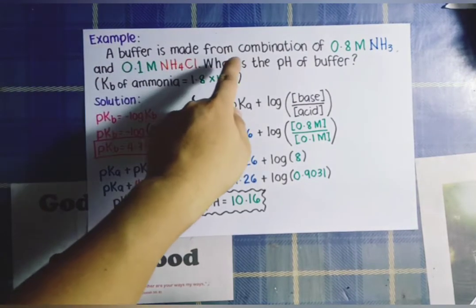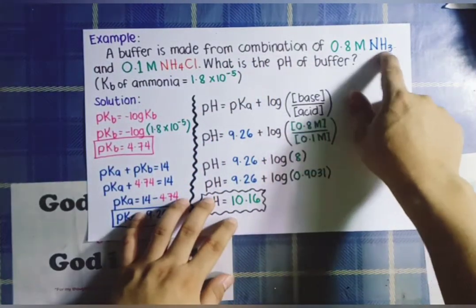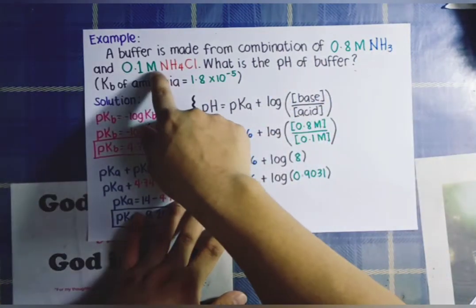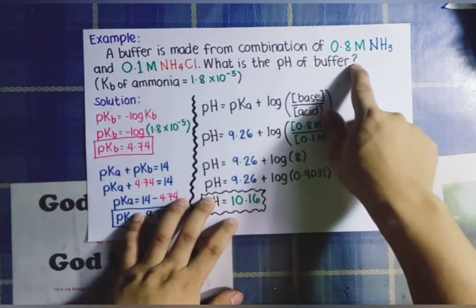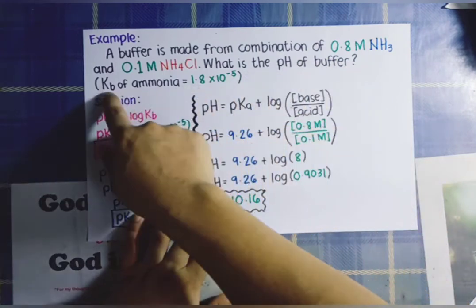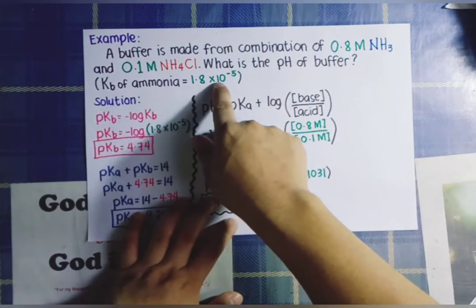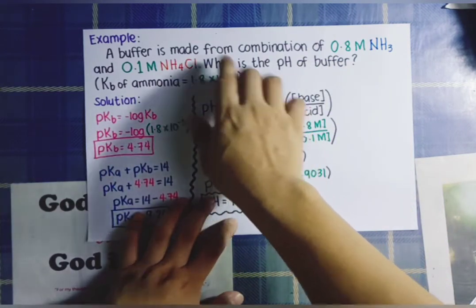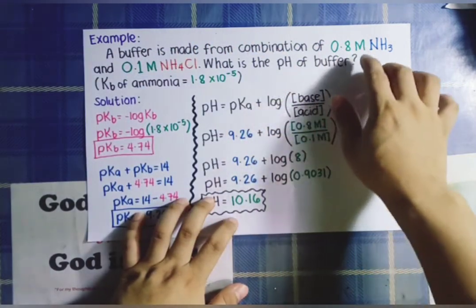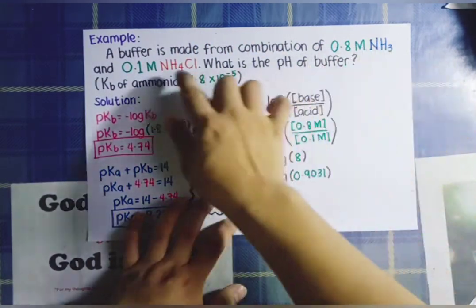A buffer is made from combination of 0.8 molar ammonia and 0.1 molar ammonium chloride. What is the pH of the buffer? The dissociation constant for base of ammonia is 1.8 times 10 raised to negative 5. Now, for this problem, our base is actually ammonia and our acid is ammonium chloride.